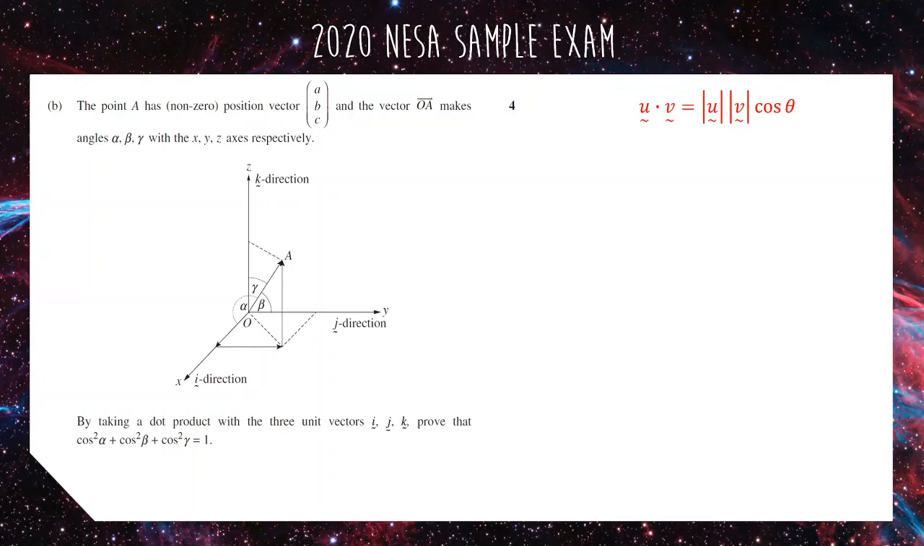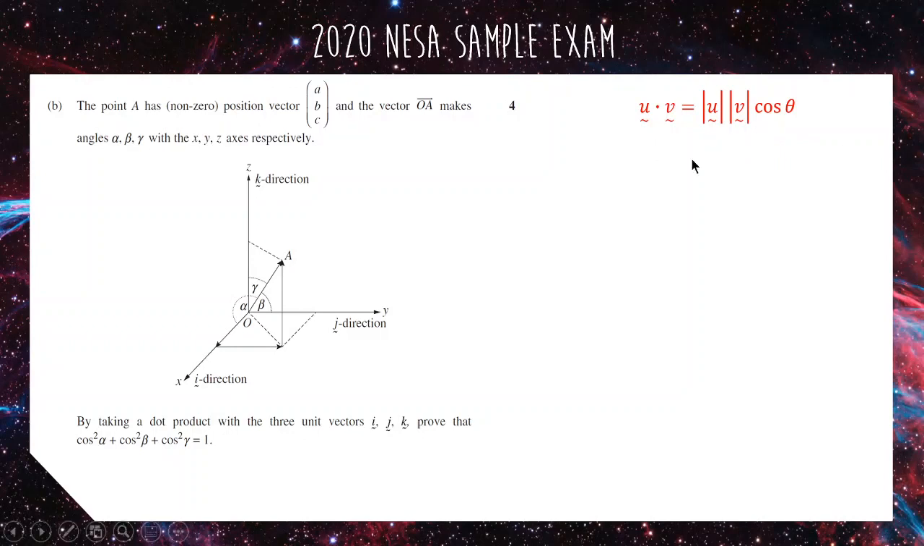Okay, how do I know that? Well, it says right here, by taking a dot product. Okay, here is our dot product formula. It's got a dot product, it's got an angle, we've got three angles, so this is the golden ticket. Okay, now we're going to do exactly what they said.